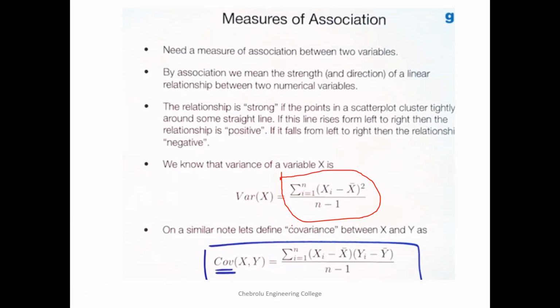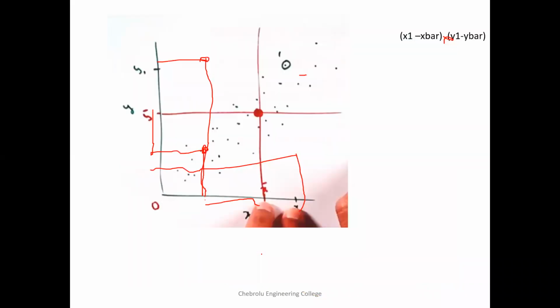Similarly, you can calculate the variance of y. What do you mean by covariance between x and y? Same formula: xi minus x bar into yi minus y bar. Instead of the whole square, we are just calculating (xi minus x bar) into (yi minus y bar), divided by n minus 1. This is called covariance. Hope you understood, right?